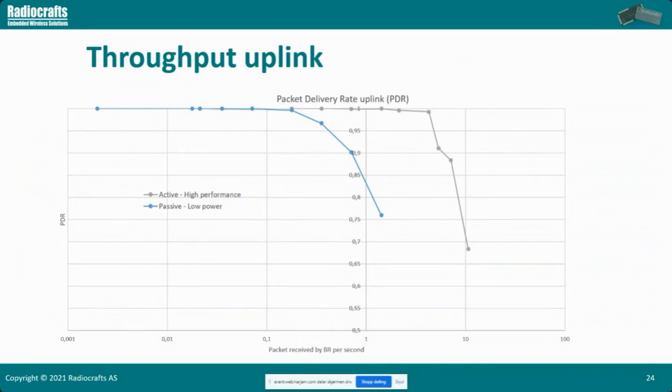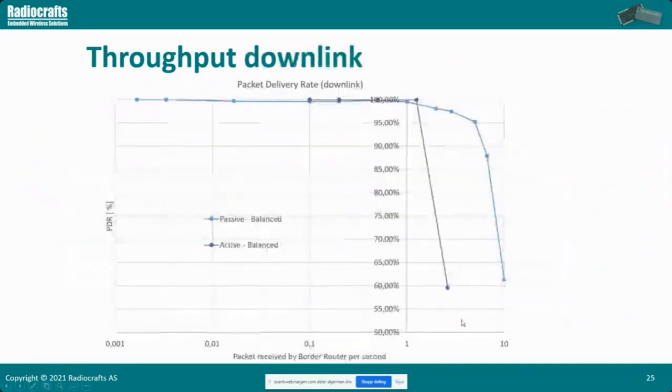If we use the low power mode for this, we see that the capacity is much less. If you start to send 1 packet per second to the border router, at that point you already lose almost 2 out of 10 packets. So choosing a low power mode will affect the capacity at uplink. However, if you look at downlink, the passive mode will actually give higher capacity. The passive mode of TISH is very good for sending control data down.